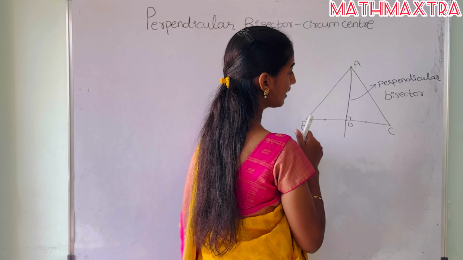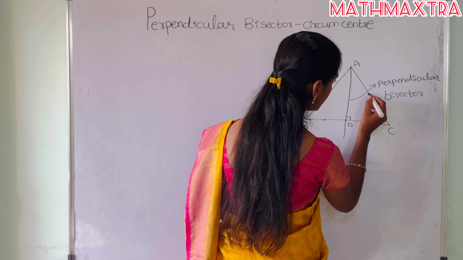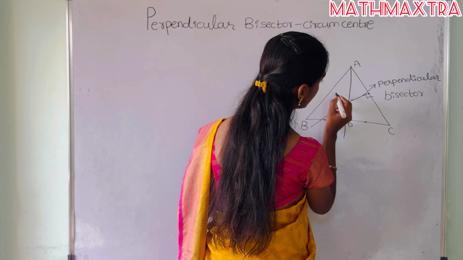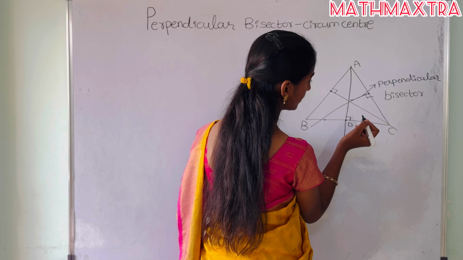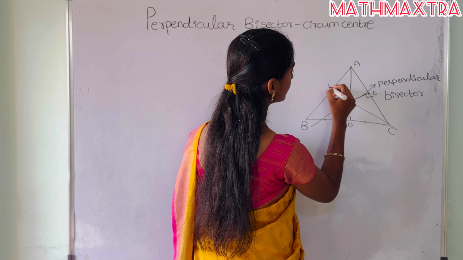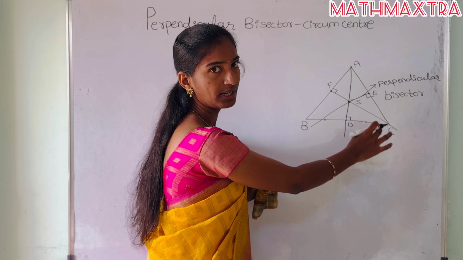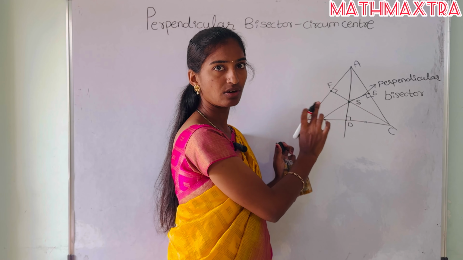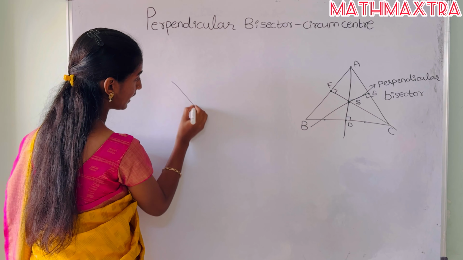This is an acute angle triangle. This is the midpoint, this is the midpoint, and this is the circumcenter. This is an acute angle triangle and this is the circumcenter, which is interior to the triangle. Now consider an obtuse angle triangle.